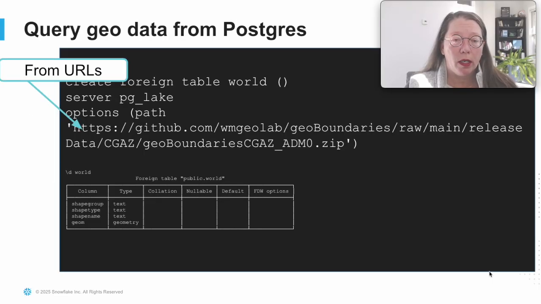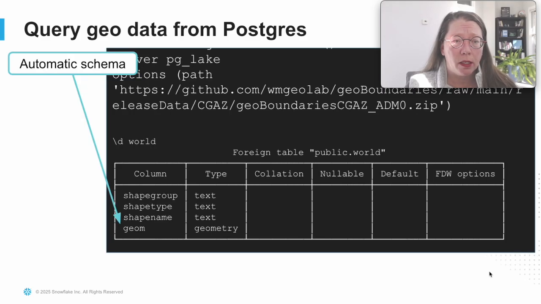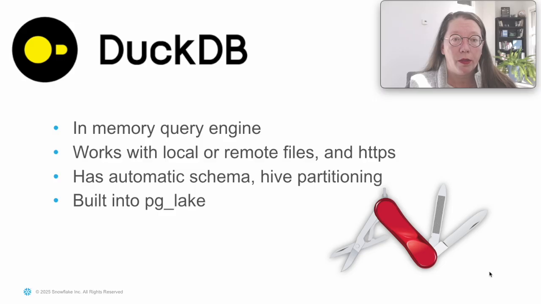So I want to point out a couple features here. You can get this data from URLs, which is super cool. You can get this data compressed, which is amazing. And you get this automatic schema reading. All three of these features come from the DuckDB project. And so PG Lake inside of it is sort of a hybrid between Postgres and DuckDB.